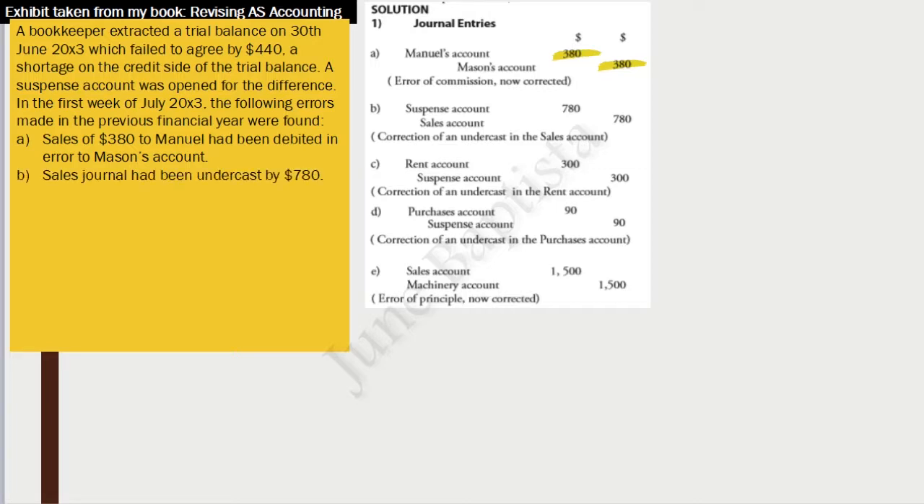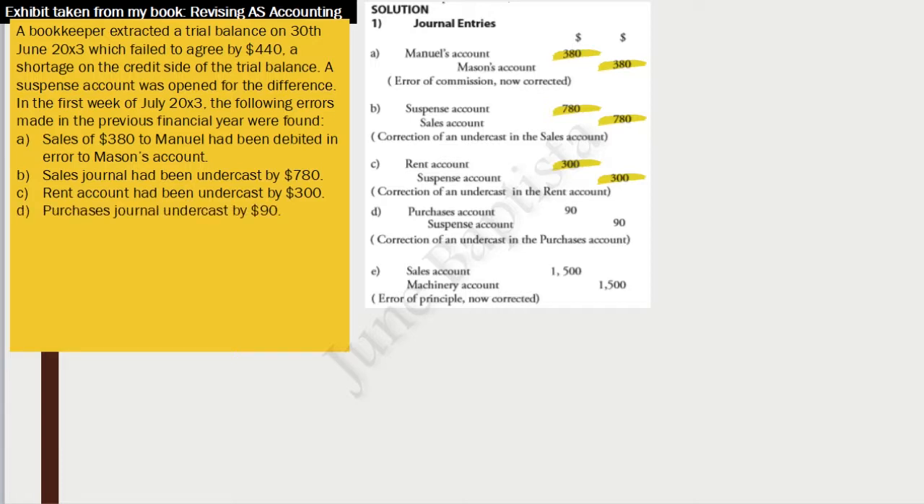B. The sales journal had been undercast by $780. This is a totaling error. In order to increase sales, we will now credit the sales account $780. Therefore, the suspense account will have to be debited $780. Error C. The rent account had been undercast by $300. In order to increase rent, we will have to debit the rent account $300. Therefore, the suspense account will be credited $300.